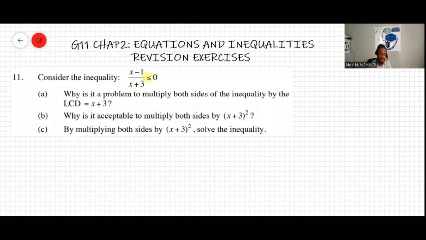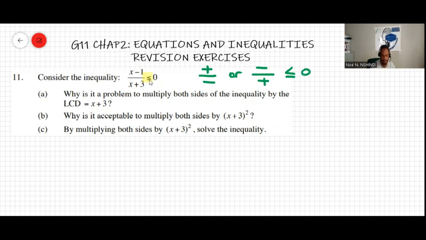Okay, so if we multiply by the LCD x plus 3, the fraction as it is there must be less than or equal to 0, or negative. Either the denominator is positive and the numerator negative, or the numerator is negative and the denominator is positive. This is how it can make a solution less than or equal to 0.